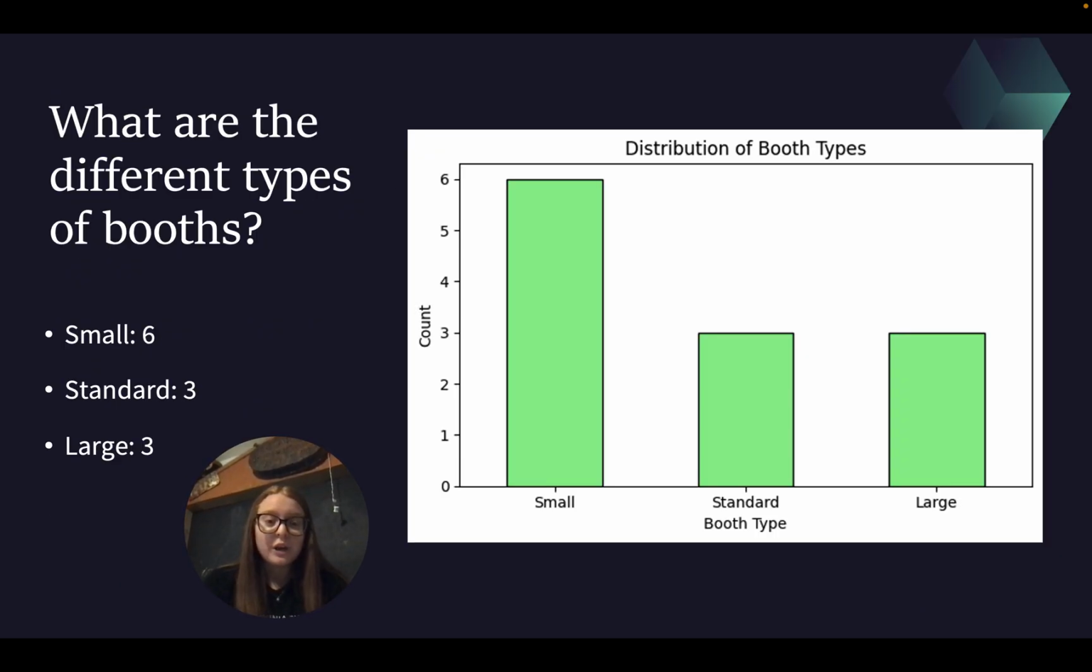So this is the first finding that I had. The question is, what are the different types of booths? And I was able to identify 3 different ones. The small one has a count of 6. Standard has a count of 3, which is the one in the middle. And then large also has a count of 3, which is the very last one.